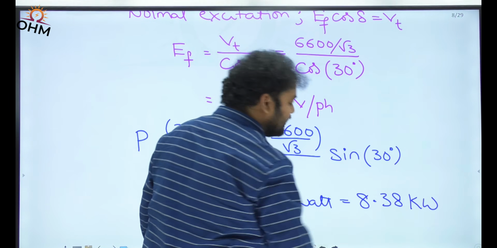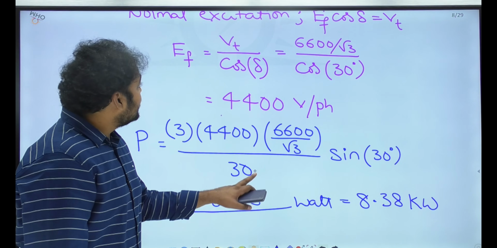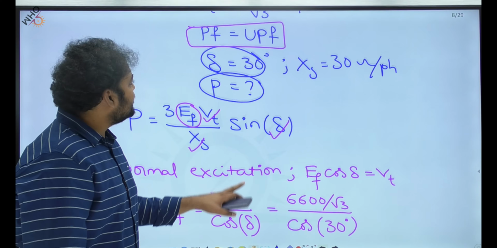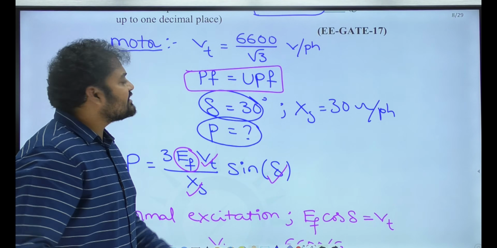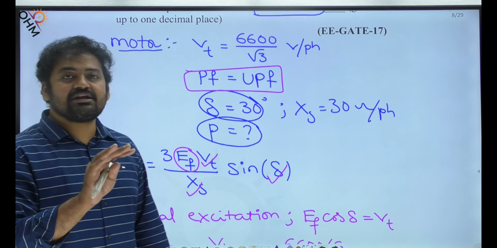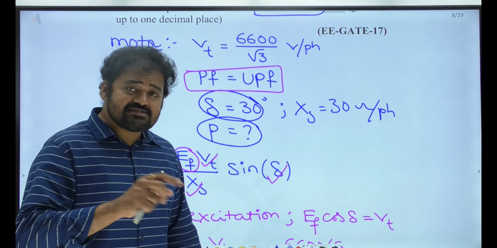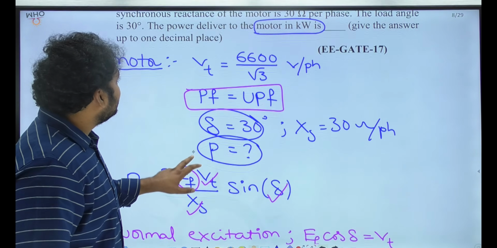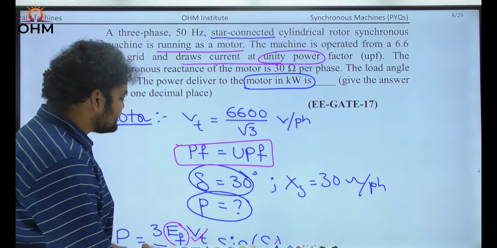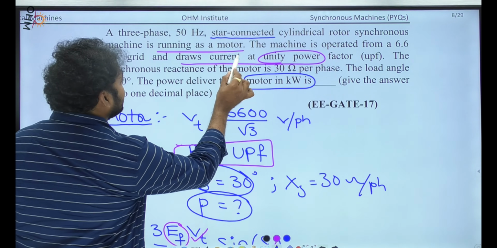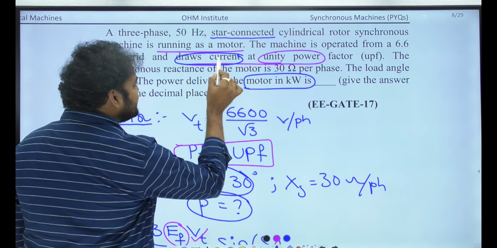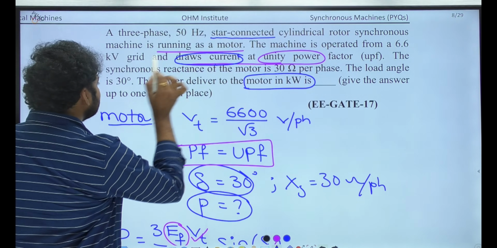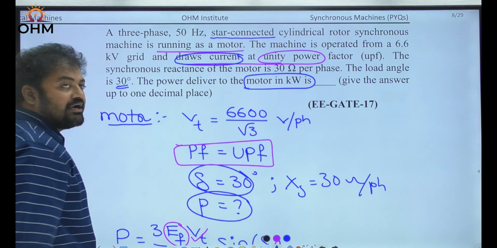Easy question. So the important observation is unity power factor. As the power factor is unity, you can understand it is a normally excited machine. So EF cos delta equals VT. See, the same question can be remodified. You see that in this question, current magnitude was not given, guys, right? They said drawing a current, but they did not mention the magnitude of the current. Without current magnitude, they gave you load angle value, delta.